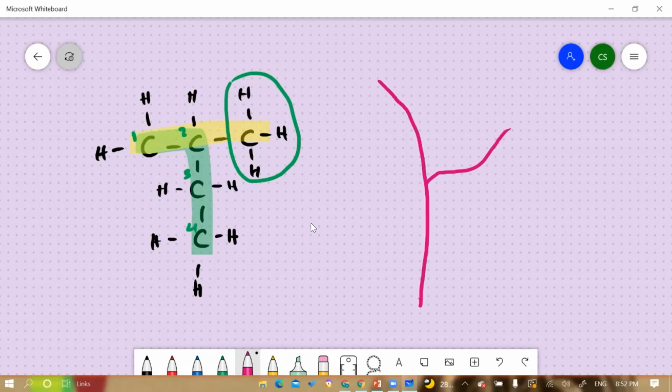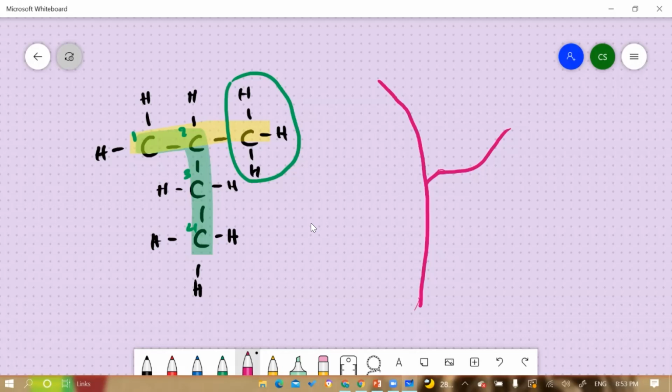So here we go. It's like a tree. You have your main trunk, right? That's what they're called. You have your branch going out from it. So that's what you want to think about. Your main trunk is your longest chain, and your branches are your little twigs that go out from it that aren't a part of the main chain, right?